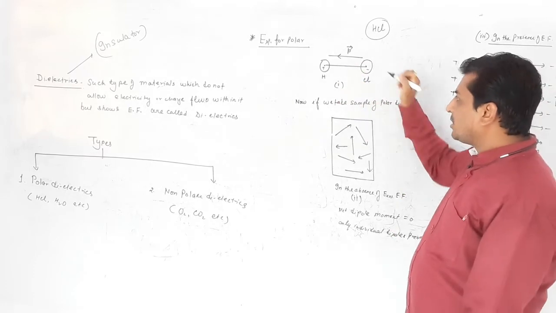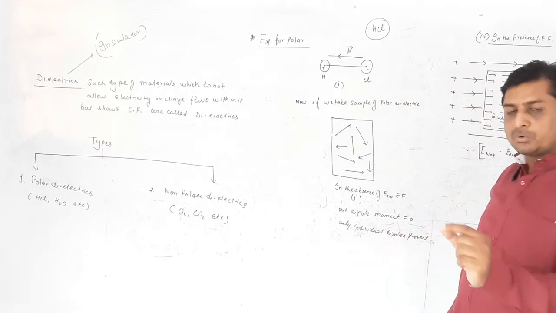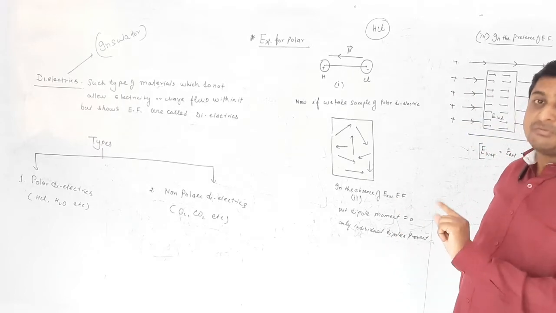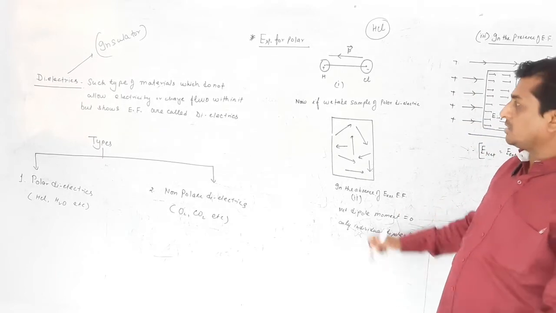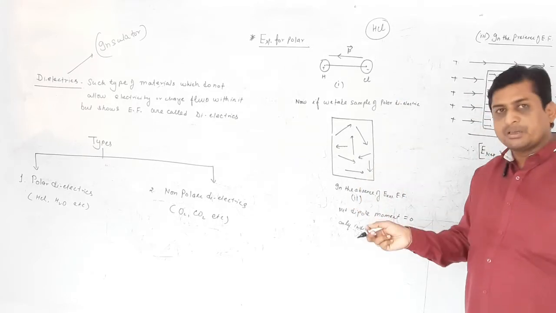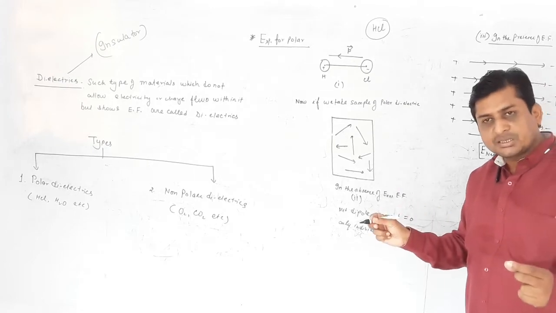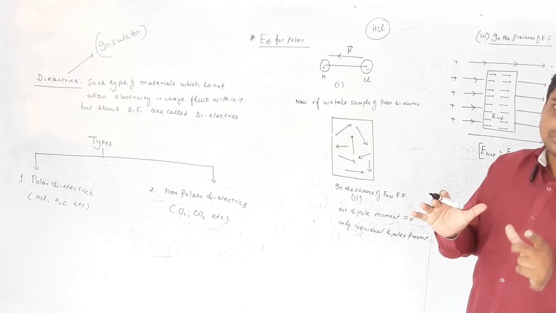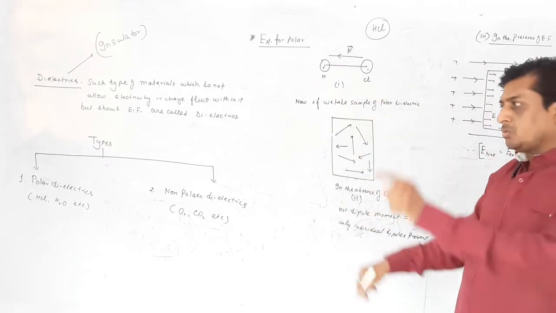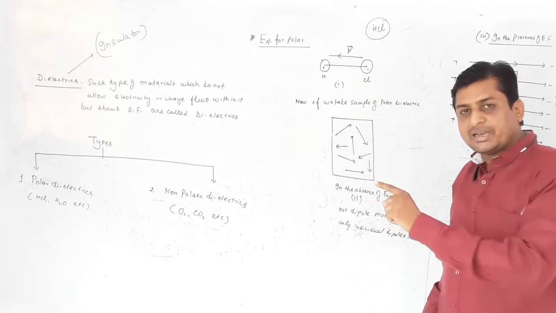Now positive charge and negative charge mean proton and electron both possess the same magnitude but different, opposite nature. You all know that if charges of opposite nature and the same magnitude are separated at some distance, they form an electric dipole. So here you can see an electric dipole is present. So what are polar molecules or polar dielectrics?